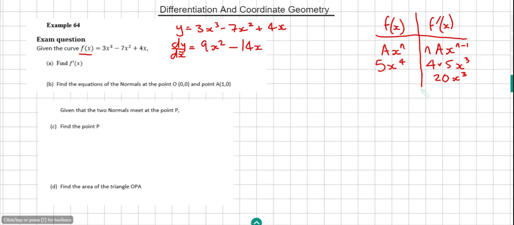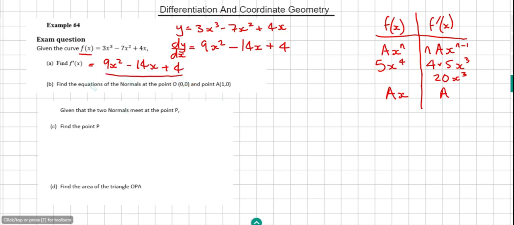Looking at how we would deal with the power being 1, if we had ax, where a is a constant, if we differentiate that, all we get is the constant. So in our case, we've got the 4x, and if we differentiate that, what we get is just 4. So f dashed x is 9x squared minus 14x plus 4.